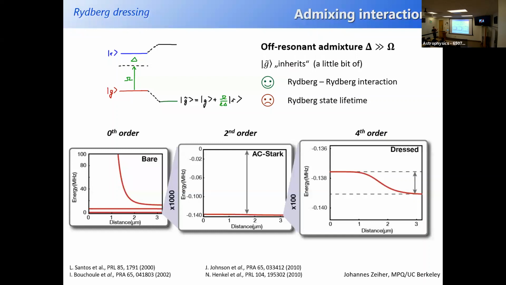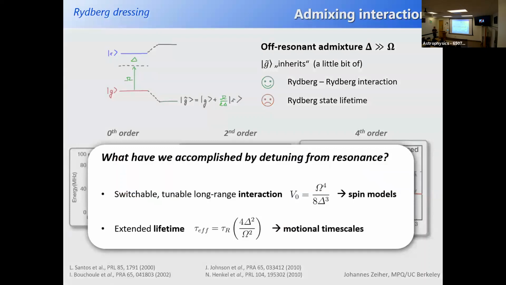So that's the transition going from bare Rydberg excitations to Rydberg dressing. And saying that, a Rydberg dressing interaction is essentially an interaction-modified light shift. So that's a very intuitive way of seeing it. So just to summarize this a little bit, what have we accomplished by detuning from resonance? Well, we've accomplished getting longer lifetimes, so we extended the lifetime because we only spend a small amount of our time in the Rydberg state, if you like, only admixed the Rydberg state.